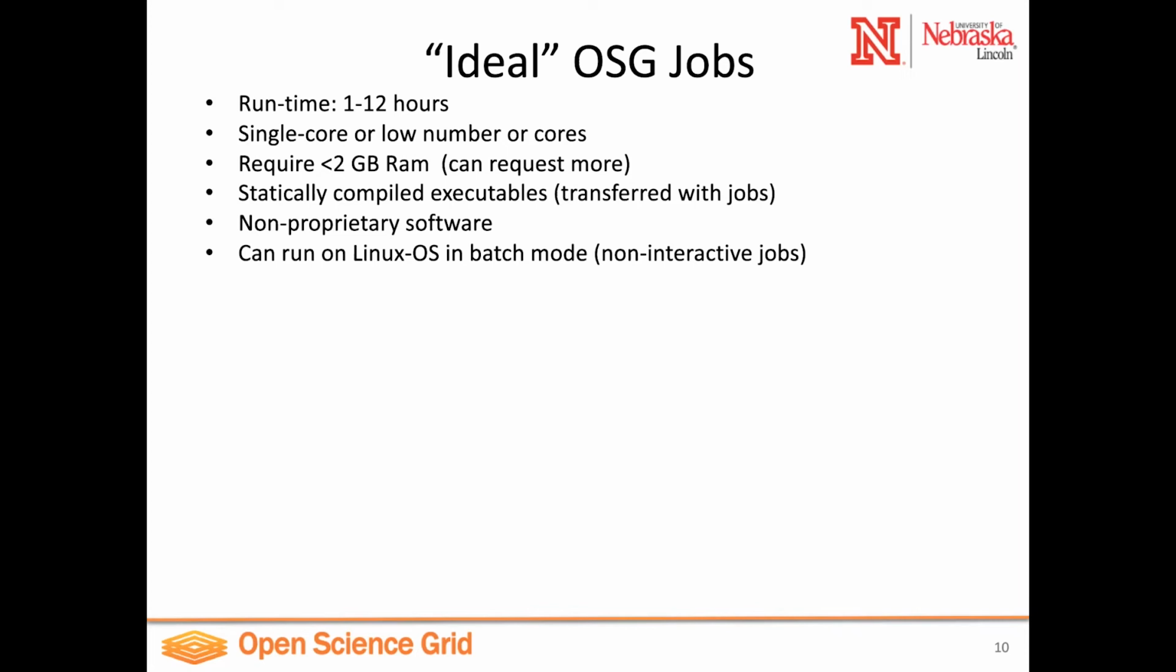Also, jobs ideally should not require too much memory. You can request more memory than that, but you'll just find that the more resources you request, including memory, the fewer cores will match to your job. So you just won't have as many jobs running at once. They'll tend to stay longer in the queue and take longer to match up to a resource if you require lots of memory or lots of cores, or more than one core.